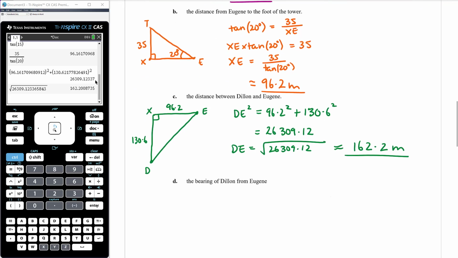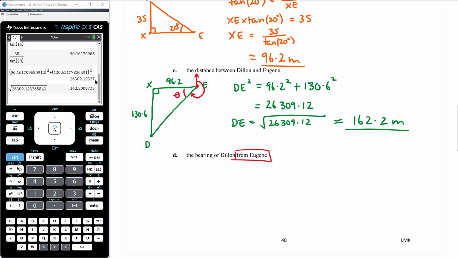All right, then we want the bearing of Dylan from Eugene. So remember, the from is what's important. From Eugene. So if we are Eugene, facing north, turning clockwise, how do we get to Dylan? So that is the angle that we need. And so therefore, I'm going to work out that angle in there and then take that away from 270 to work out the bearing.